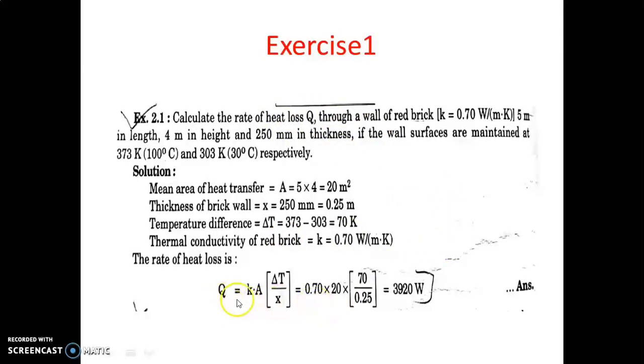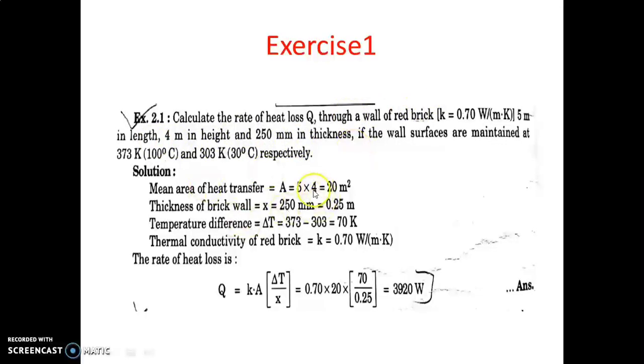So this is our formula. Q is equal to K A dT by x. Here K is the thermal conductivity, A is the area, delta T is the temperature difference, x is the thickness. So first we have to calculate the area.